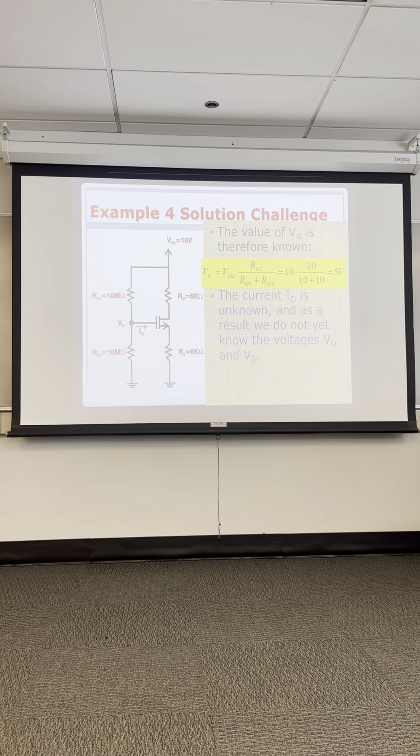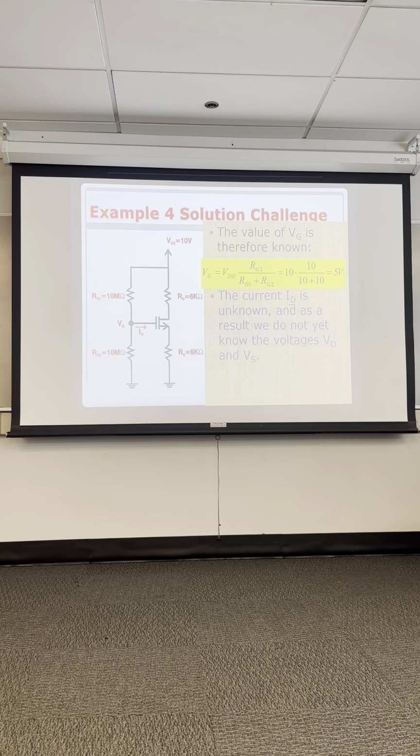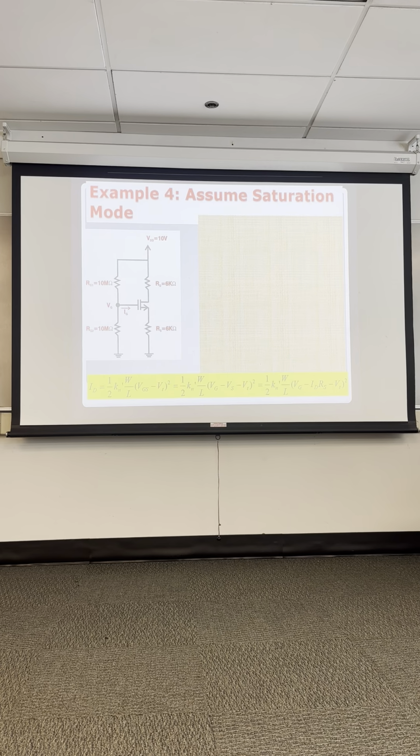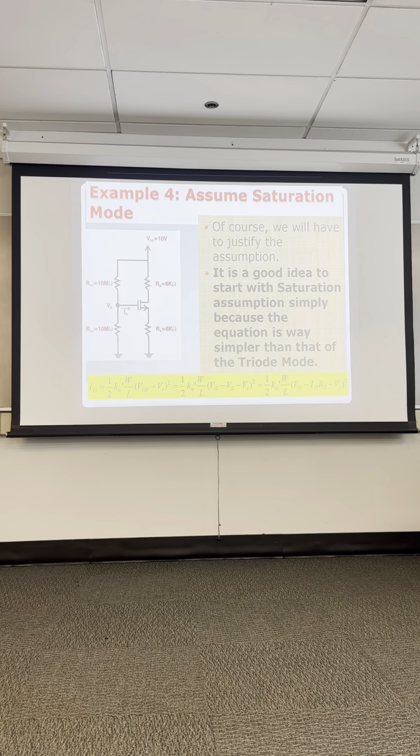The drain current is unknown, and we need to find the drain voltage and also the source voltage. Once we get those, we can study which mode the MOSFET is operating in, and then justify the assumptions. So we'll start with saturation mode.